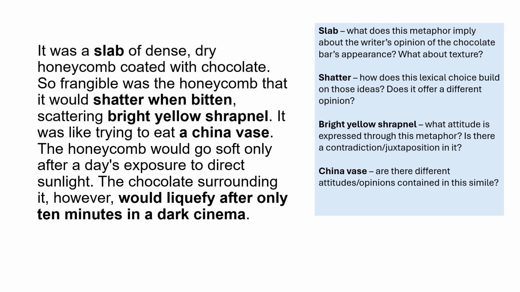And you might want to pause this and actually do some analysis for yourself here. I've asked some questions. Slab, the metaphor that is used. Shatter, the verb choice. Bright yellow shrapnel, that's a metaphor. The china, like a china vase, is a simile. So you might want to look at those language devices and what do they tell us about the writer's attitude towards eating sweets. You might want to pause at this moment and have a look at that.